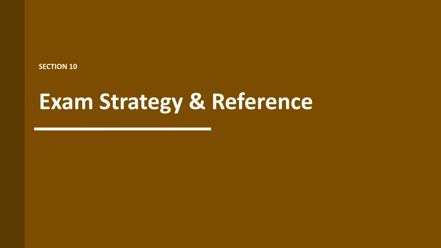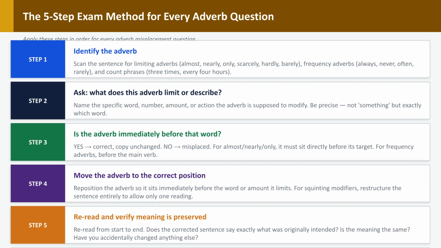Section 10 covers exam strategy and reference, offering a practical 5-step method, diagnostic questions, and common traps to maximize your success in the examination. The 5-step method is 1. Identify the adverb. 2. Ask what it limits. 3. Check if it's immediately before that word. 4. If misplaced, move it to the correct position. 5. Reread and verify meaning is preserved.